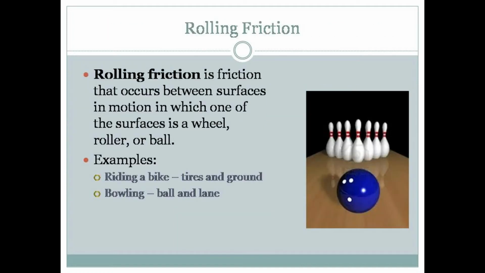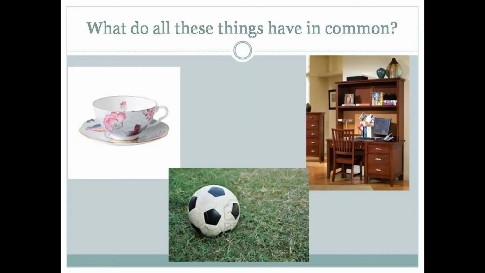Those activities are examples of rolling friction. Rolling friction is a friction that occurs between surfaces in motion in which one of the surfaces is a wheel, roller, or ball. Examples of rolling friction are riding a bike, which uses tires and ground, and bowling, which uses ball and lane. What do all these things have in common?